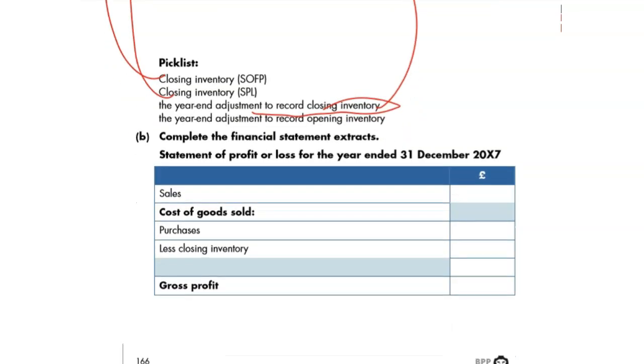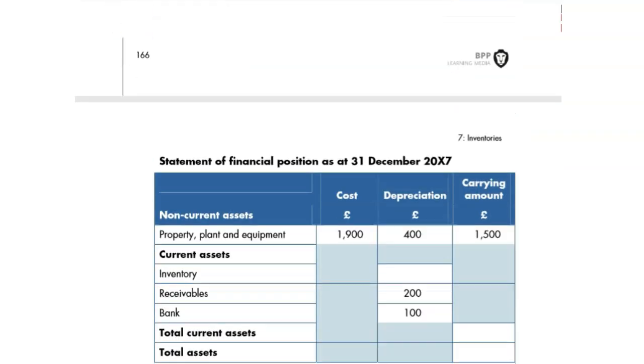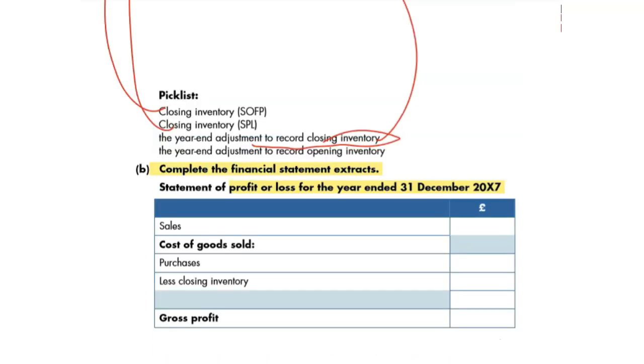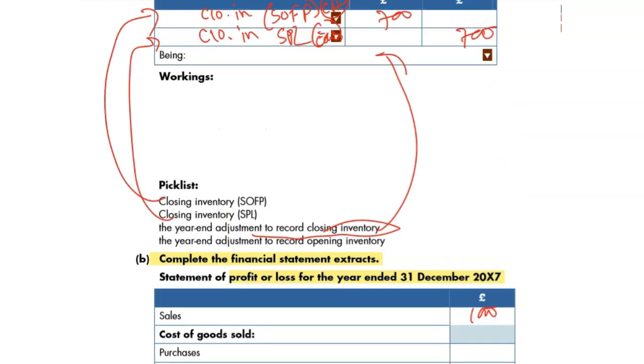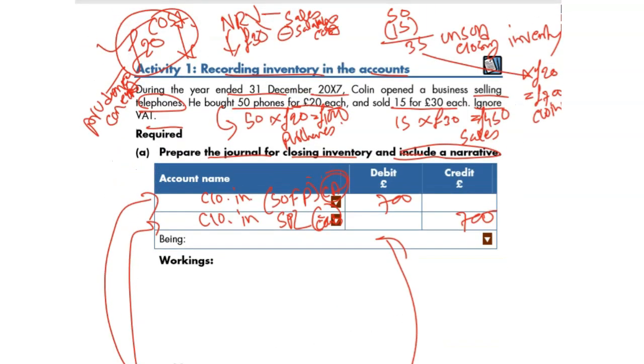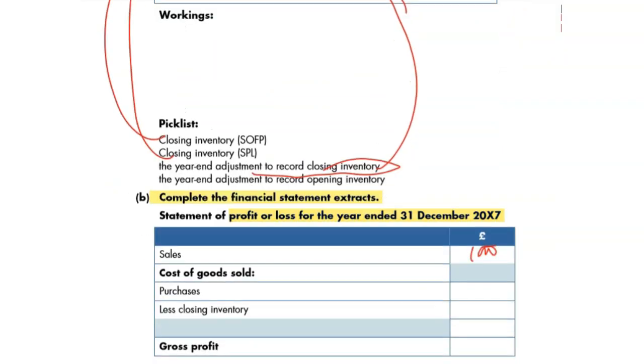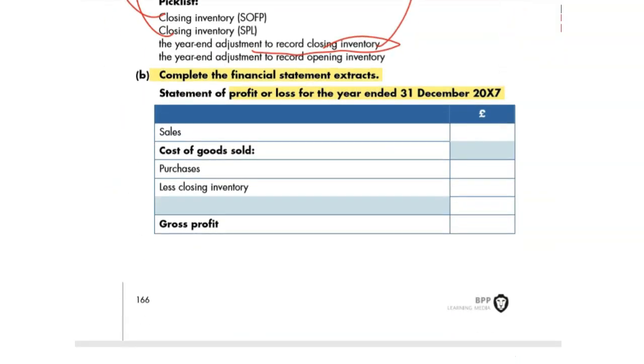Okay, complete the financial statement extract. Part B, a statement of profit or loss for the year, and a statement of financial position. Let's do it right now. What is my sales? If you remember, my sales is 1,000. How? We are selling how many items? No, sales is 450, doesn't it? My sales is 450. 15 items only we sold at 30 each, and purchases are 1,000. So just changing a little bit, taking my eraser, changed it.